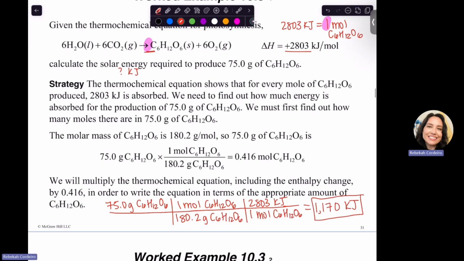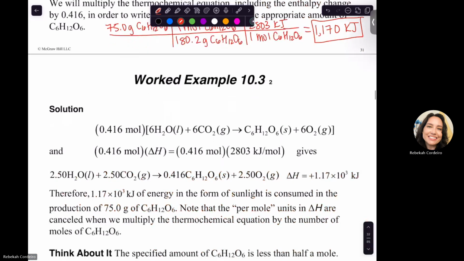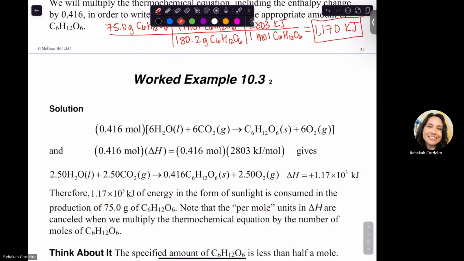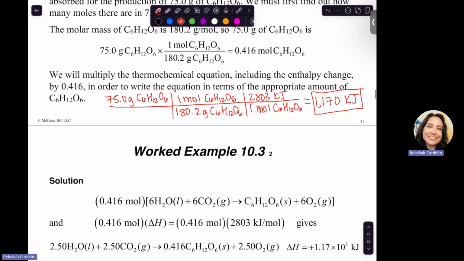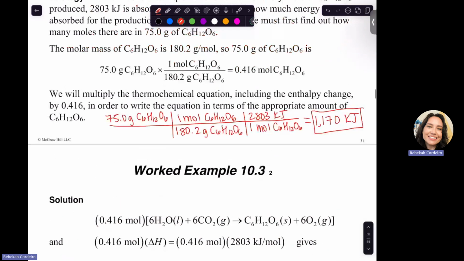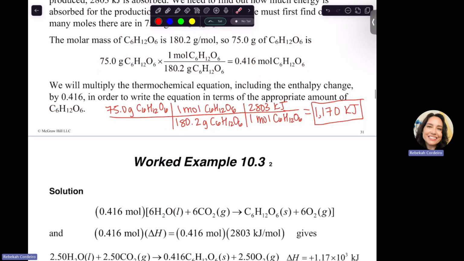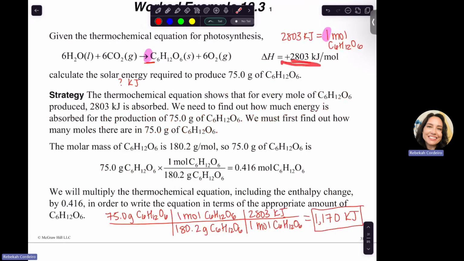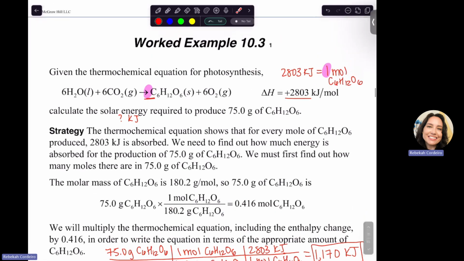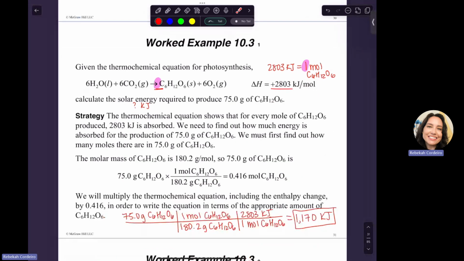Maybe that's what you tried. They did something strange where they multiplied the thermochemical equation by 0.416, the number of moles. If this all makes sense to you, you're welcome to do it. I think it's just a lot easier to take what you're given, this number, and set it equal to whatever number of moles you have, like a mole ratio, and just use it as a conversion factor. But we'll do more practice in class. So hopefully this wasn't too bad. I will see you in class.